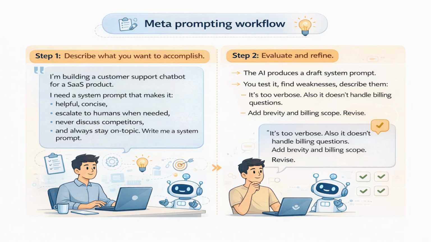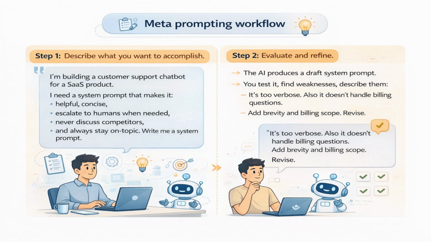A simple meta prompting workflow has two steps. Step one is to describe what you want to accomplish. For example, I'm building a customer support chatbot for a SaaS product. I need a system prompt that makes it helpful, concise, escalate to humans when needed, never discuss competitors, and always stay on topic. Write me a system prompt.